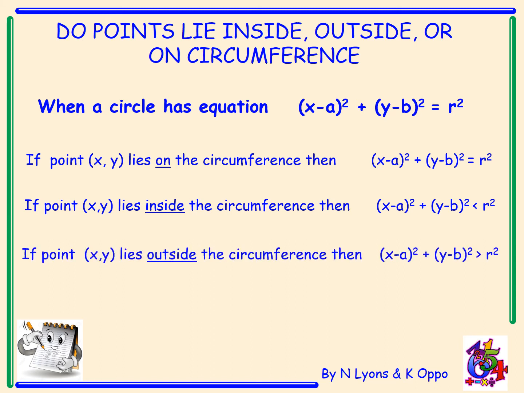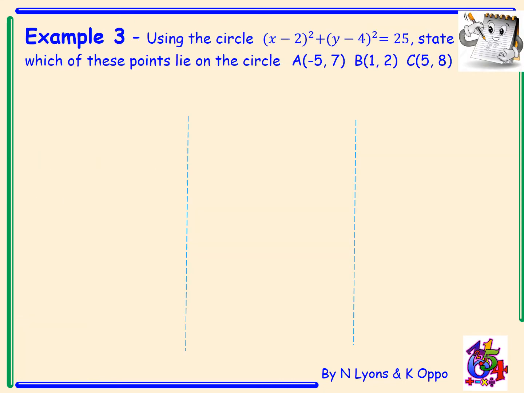And if the point (x, y) lies outside the circumference, then (x minus a) all squared plus (y minus b) all squared is greater than the radius squared. So our left hand side is greater than our right hand side. Example 3. Using the circle (x minus 2) all squared plus (y minus 4) all squared equals 25, state which of these points lie on the circle.